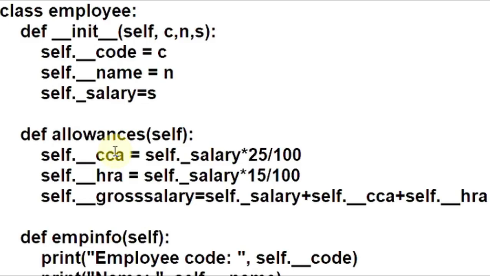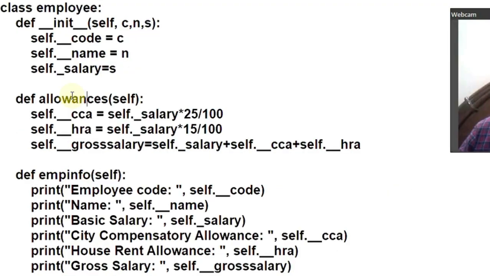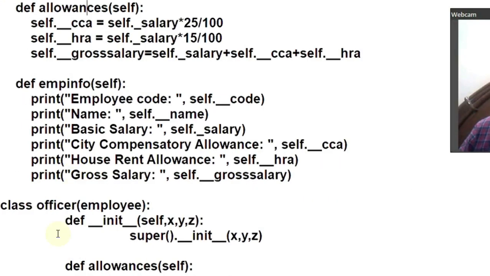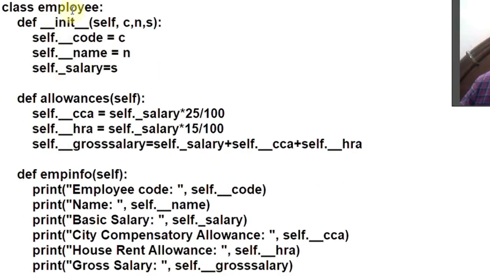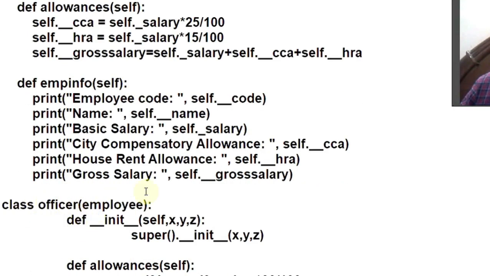As I told you, if you use a single underscore before any attribute, it is declared as a protected attribute, and it can be used within the body of the class as well as in the class which is inheriting it. For example, this is the class employee, which has 1 parameterized constructor and 2 functions, allowances and empinfo function. This officer class is inheriting the employee class. So if there is any protected attribute in this employee class, it can be accessed by the officer class also.